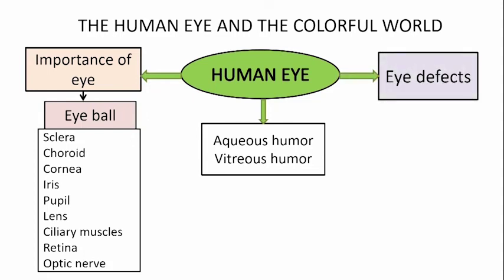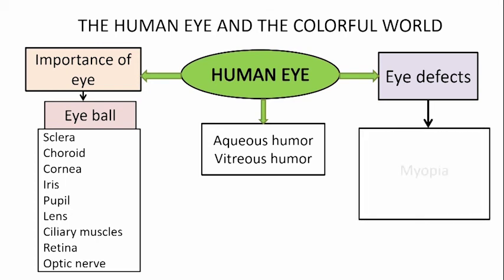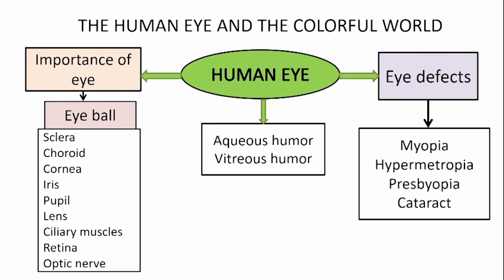Next, eye defects. As soon as I say eye defects, already you started saying these are the 4 eye defects. Yes, myopia, hypermetropia, presbyopia, cataract. And myopia, what is myopia? You know very well. What is the effect? You know very well. What is the reason? You know very well. And what is the remedy? You just recall by seeing the mind map again and again. So, in that way the mind map serves as a best tool for you to recall the points effectively.